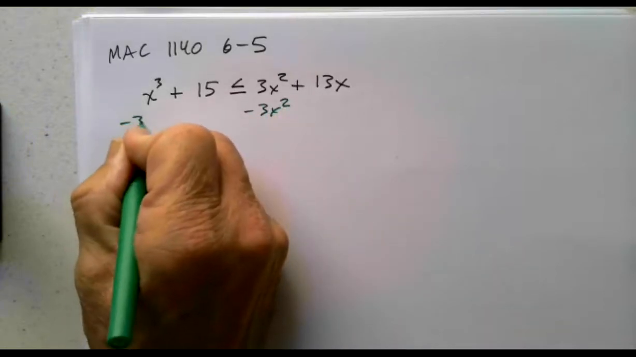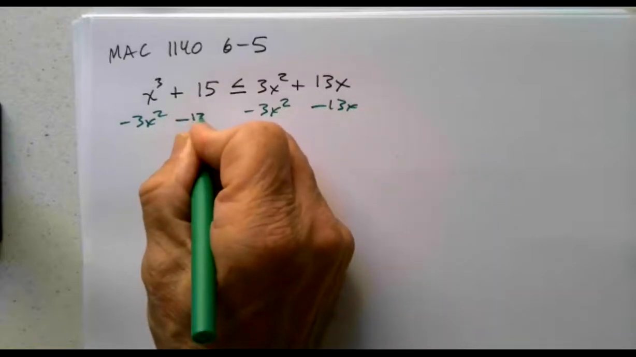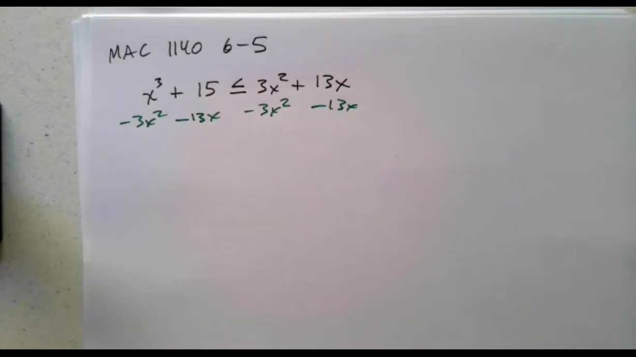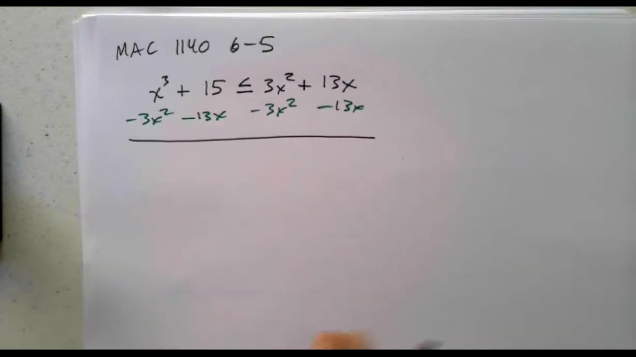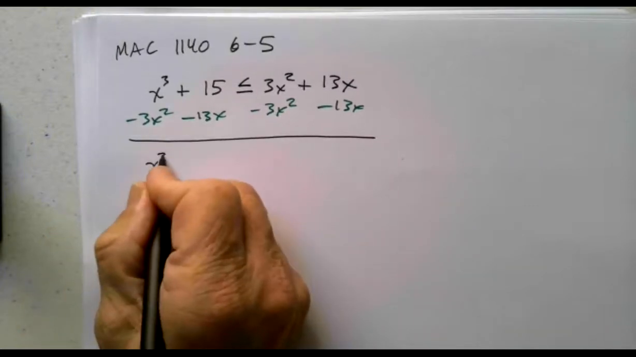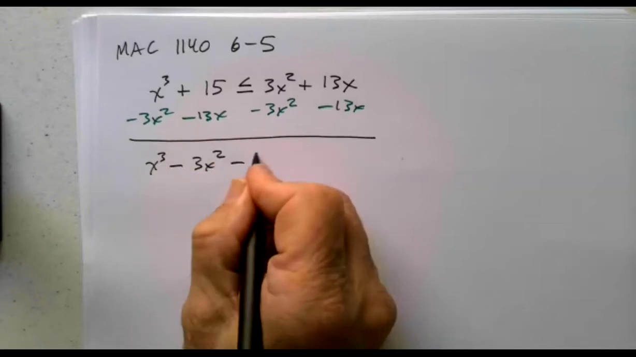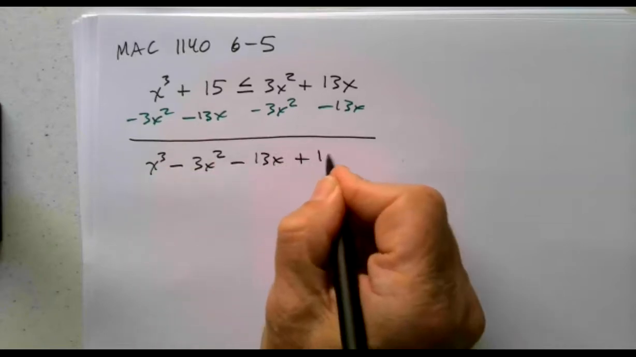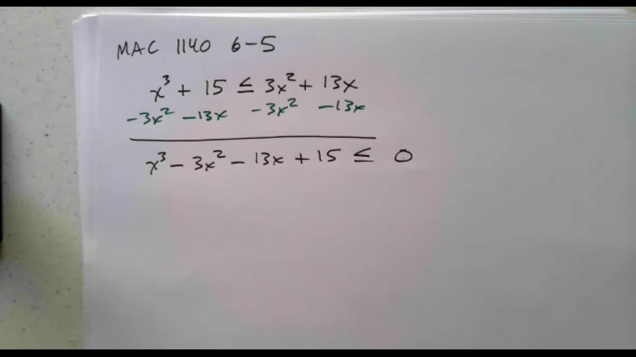If I subtract 3x squared, I do not change the sign. If I subtract 13x, I do not change the sign. If you multiply or divide by a negative, you've got to change the sign. Let's write this in an order that we can use. So x cubed minus 3x squared minus 13x plus 15 is less than or equal to 0.